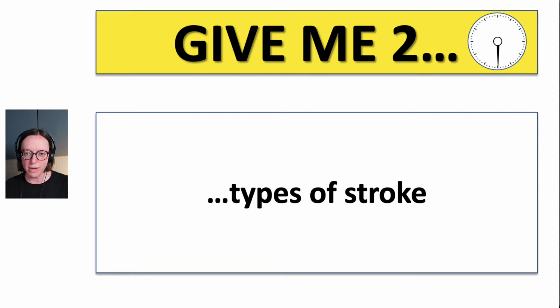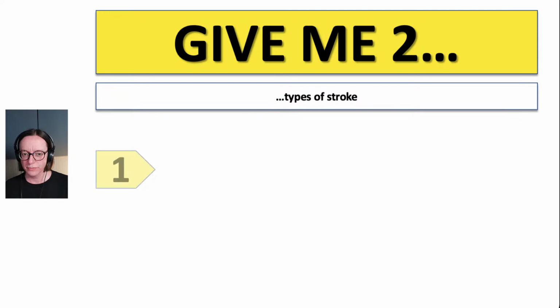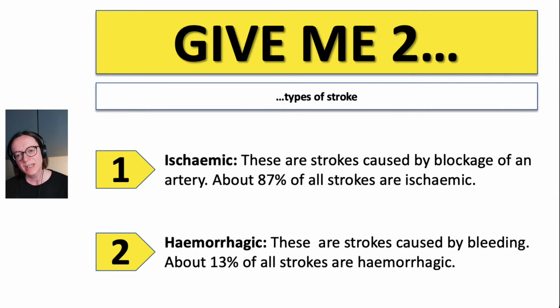Okay, so our two main types of stroke are ischemic stroke. Ischemic strokes are caused by a blockage of an artery. About 87% of all strokes are ischemic. This word ischemic comes from a term called ischemia, which means oxygen deprivation. Ischemic strokes are caused by a blockage of the artery, so the blood can't get through, so the oxygen doesn't get through. The second type is hemorrhagic.